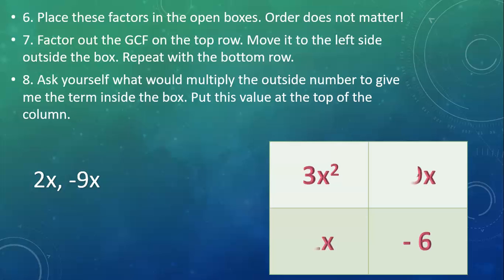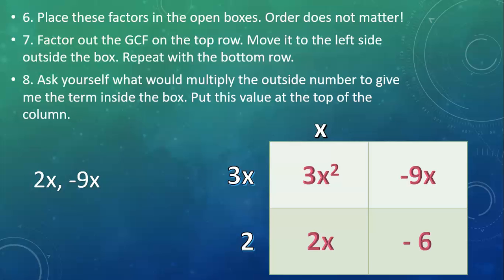And then what you're going to work on is factoring out the greatest common factor of your rows. I would like you to move it to the left side outside the box and then repeat with the bottom row. Then ask yourself what would multiply the outside numbers to give me the term inside the box. So we're going to start with factoring out a 3x on the top and a 2 on the bottom.